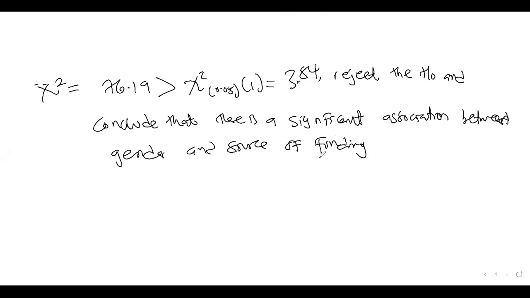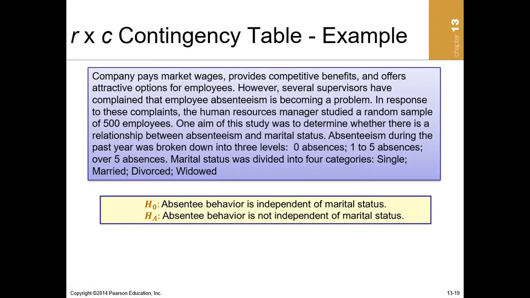All right. So that's all about the contingency analysis. Let's take another example to make it clear. So this example says that a company pays market wages, provides competitive benefits, and offers attractive options for employees. However, several supervisors have complained that employee absenteeism is becoming a problem. In response to these complaints, the human resource manager studied a random sample of 500 employees. One aim of this study is to determine whether there is a significant relationship between absenteeism and marital status.